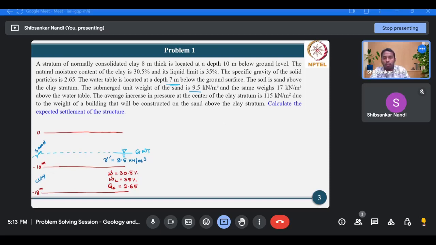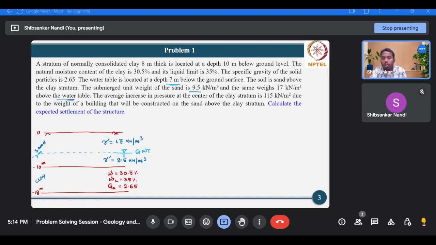And the bulk unit weight of the sand, this is applicable for the portion of sand which is above the water table. So gamma is given as 17 kilonewton per meter cube, and this is the ground surface.